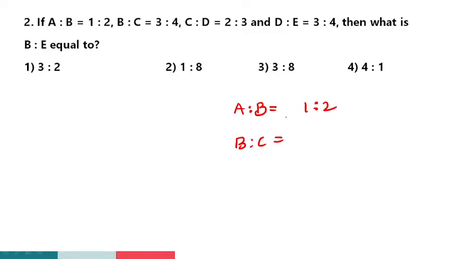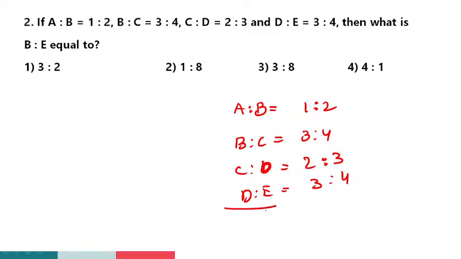B is to C, 3 is to 4, and C is to D, so 2 is to 3, and D is to E, 3 is to 4. Then find B is to E. What is the answer, guys? All of you, please respond in chat box.